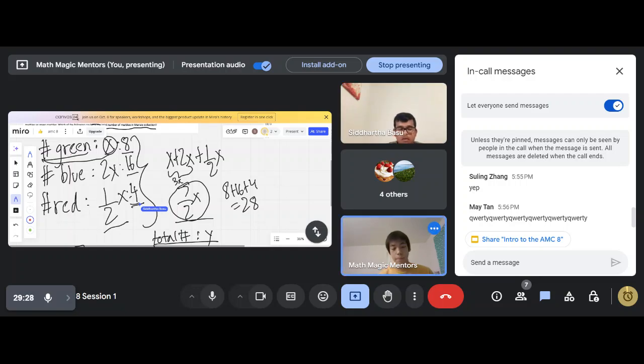I don't think there is enough time to go through the other two problems. Unfortunately, Google Meet has a 1 hour meeting limit. So I'm going to post the two remaining problems on our website.